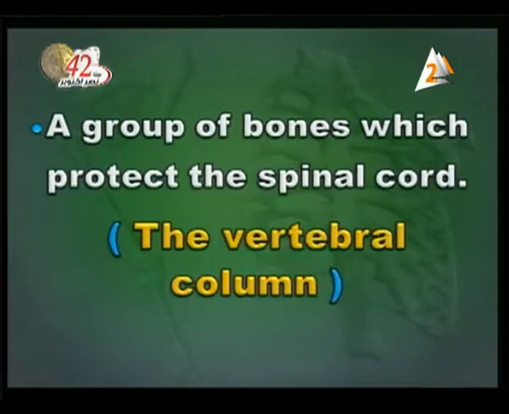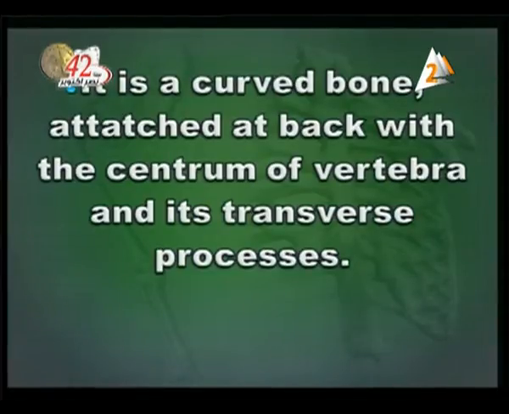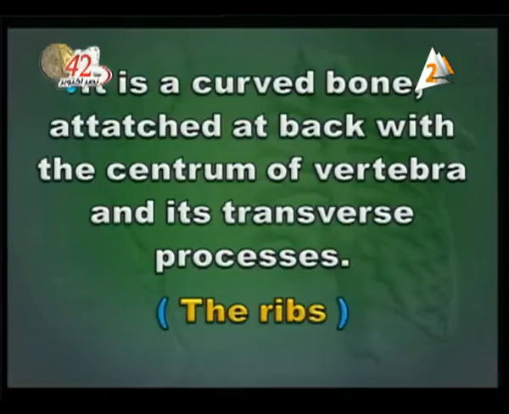Next, it's a curved bone attached at the back with the centrum of the vertebra and its transverse processes. Please concentrate on that again. What is the name of this curved bone? Right, the ribs. So the rib is a curved bone. This is the definition of the rib: a curved bone attached at the back with the centrum of vertebra and its transverse process.